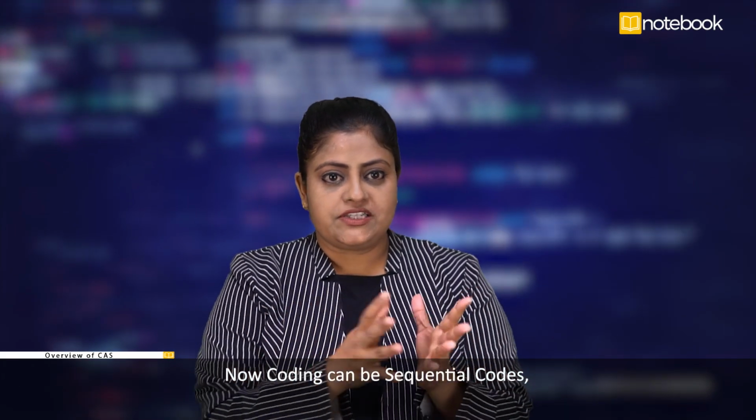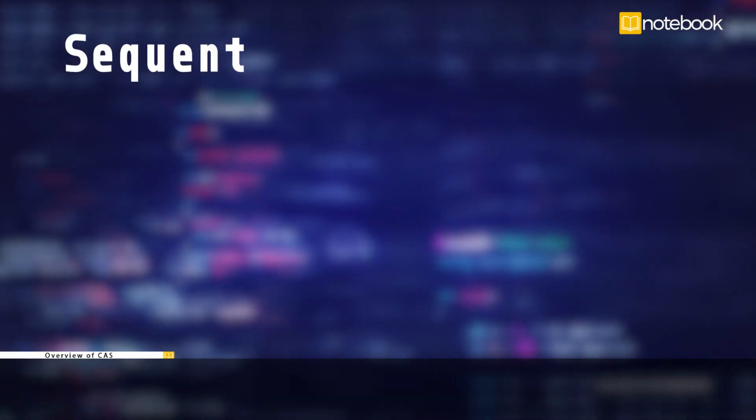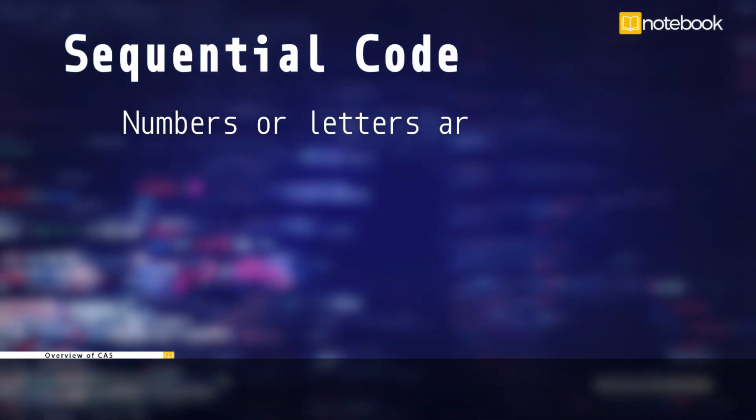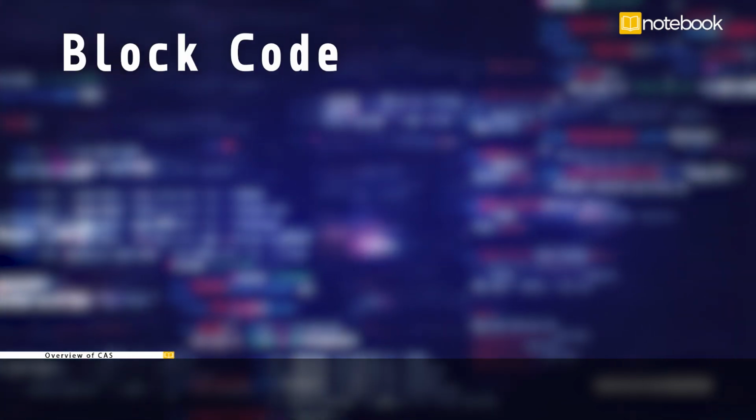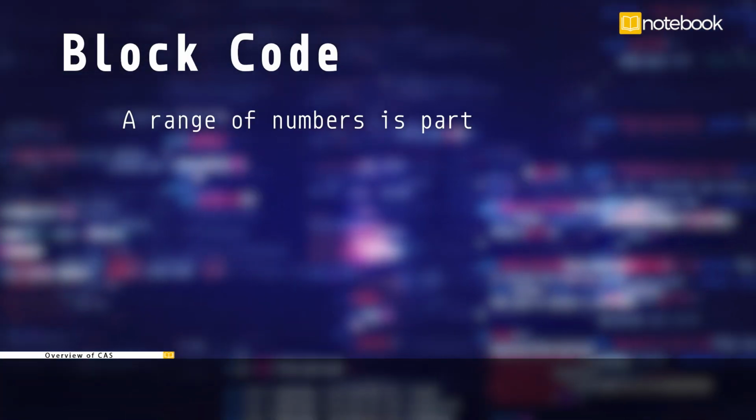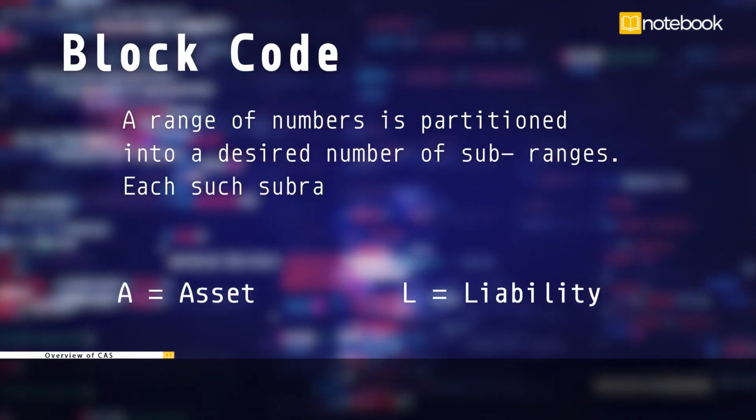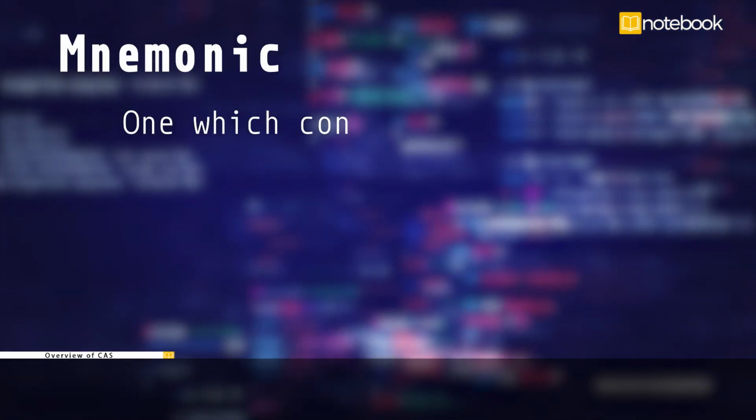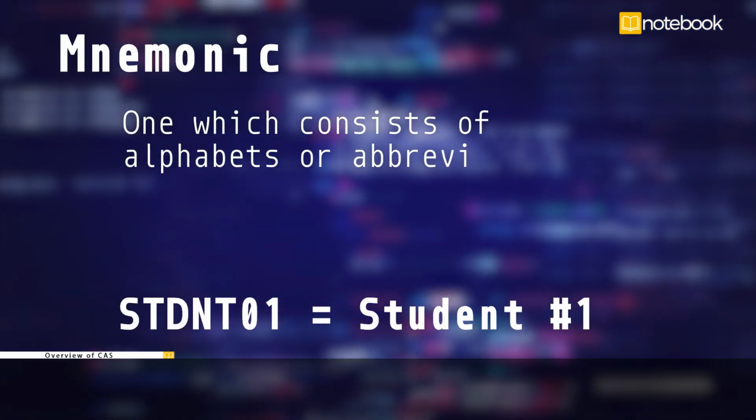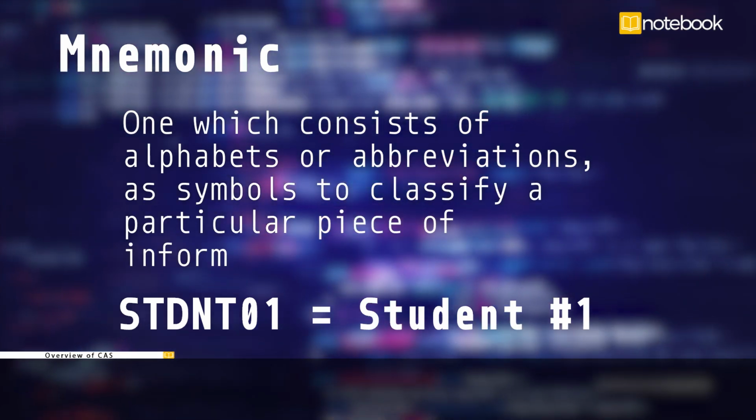Now, coding can be sequential codes, block code, and mnemonic codes. In a sequential code, numbers or letters are assigned in a consecutive manner. A block code is where a range of numbers is partitioned into a desired number of subranges. Each such subrange is then allotted to a specific group. A mnemonic code is one which consists of alphabets or abbreviations as symbols to classify a particular piece of information.